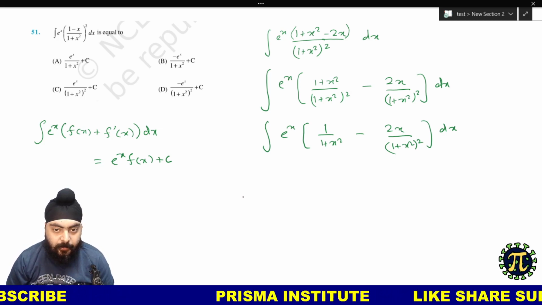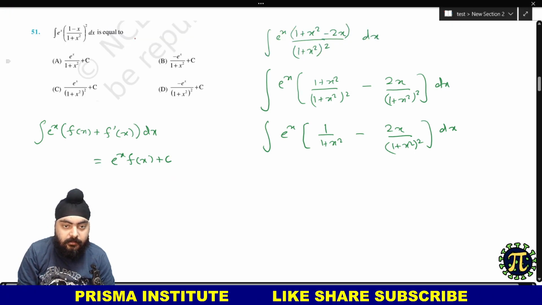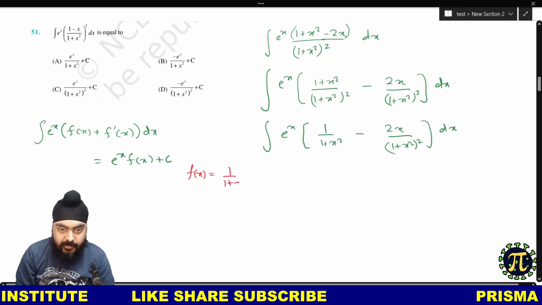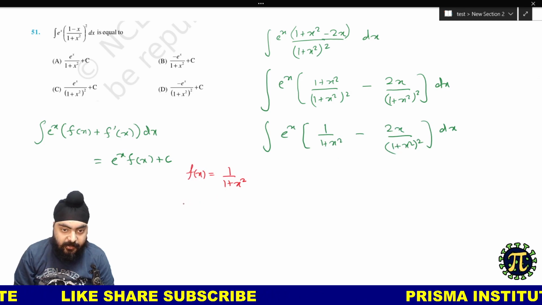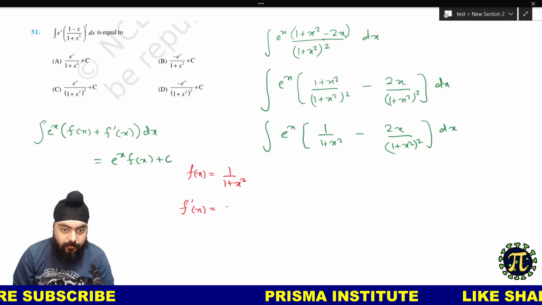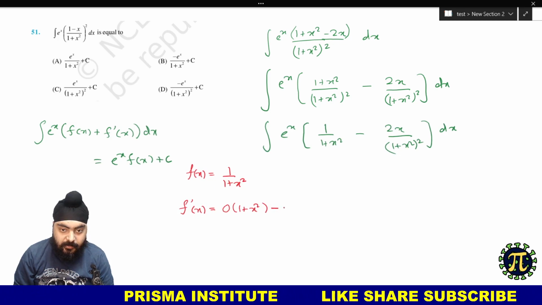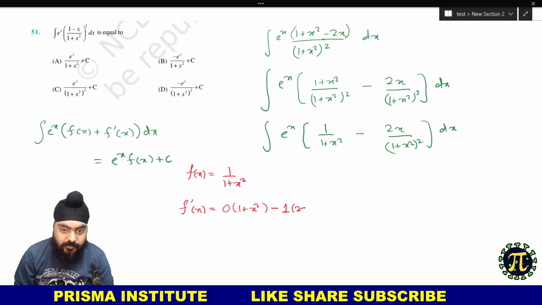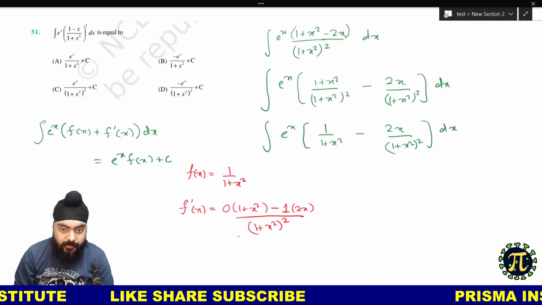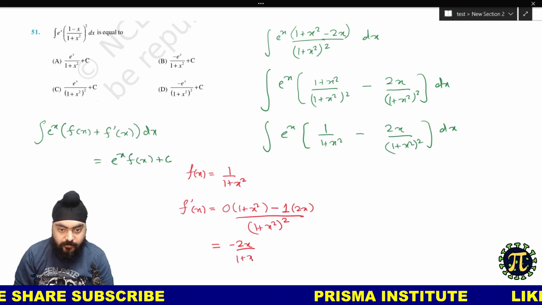So now let's just check if I take my f(x) to be 1 by 1 plus x square. Let's differentiate this to check if the second term is the derivative or not. f dash x, let's apply the quotient rule. So the derivative of 1 is 0, then minus 1 remains the same, times the differentiation of 1 plus x square, which is 2x, divided by 1 plus x square whole squared, the denominator squared. Which is minus 2x divided by 1 plus x square whole square.